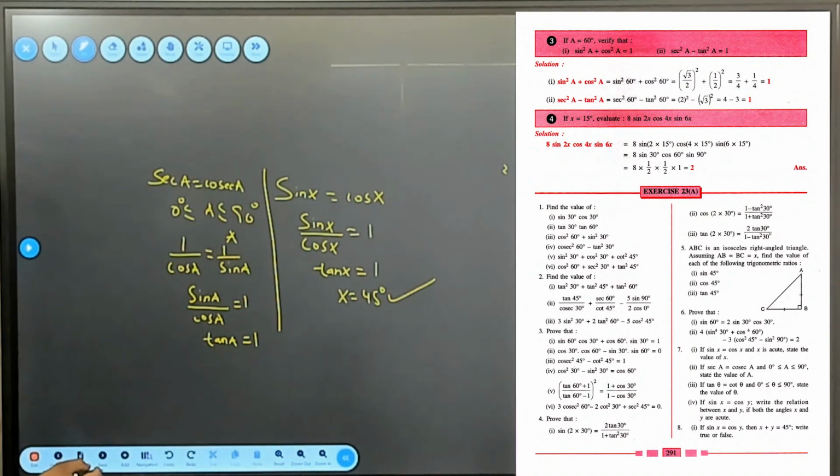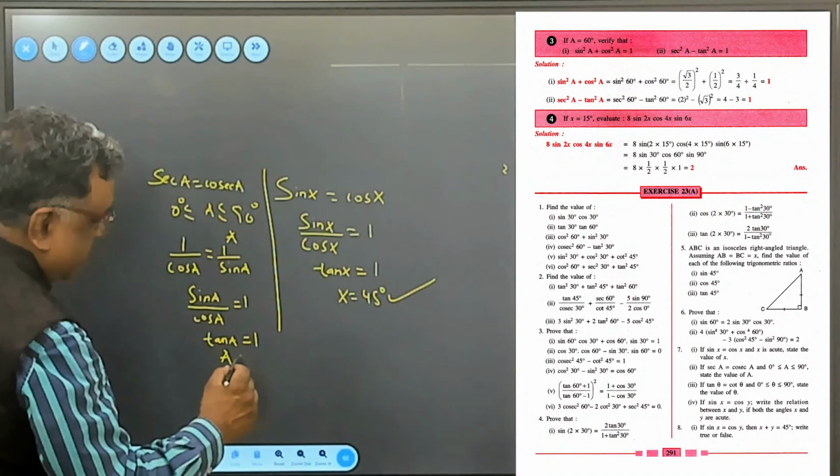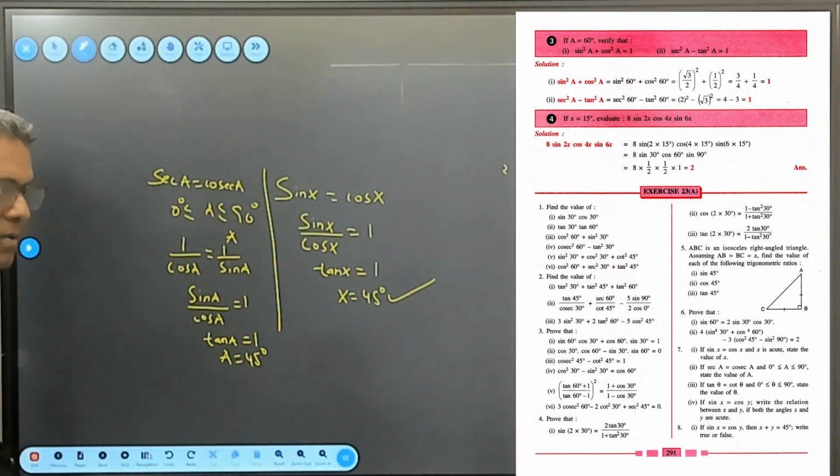If A is lying between 0 to 90 degrees and tan A is 1, when is tan A 1? When the angle is 45 degrees, meaning the value of A is 45 degrees. Okay.